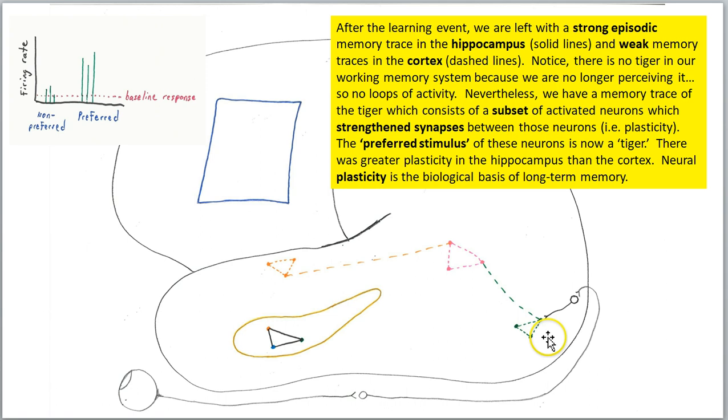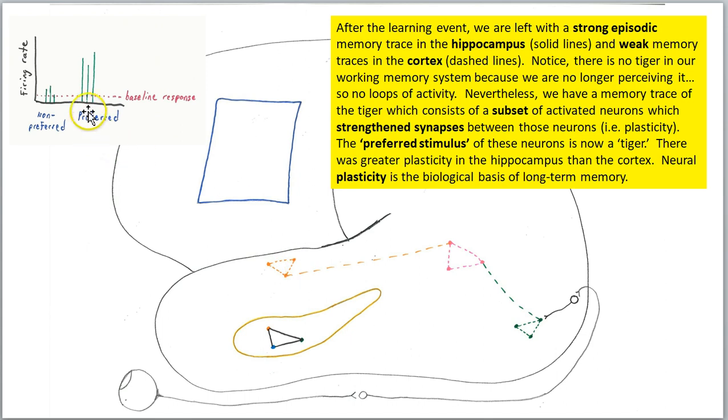It should also be noted that the memory trace for the tiger experience involves just a subset of cells in the visual cortex, just those that were responding to the tiger. So the visual system has many neurons, and when we see a particular object, not all of the neurons are going to be responding to that particular object. So at this point, we can identify these neurons as sort of tiger neurons. The preferred stimulus that would activate these neurons is a tiger. And likewise over here, the preferred stimulus would be the sound of the tiger.